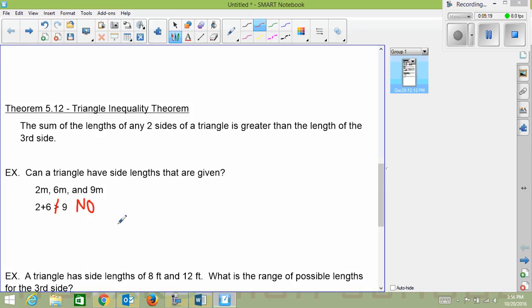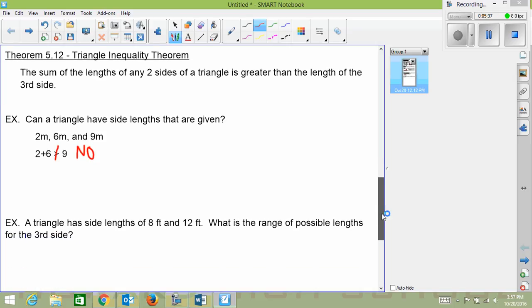The smallest two sides have to be bigger than the third side, otherwise you don't even have to check the other ones. It doesn't matter that 6 plus 9 is greater than 2, or that 2 plus 9 is greater than 6. If we have one set that is not greater, then the answer is no. You can't make a triangle out of that. It won't work without bending the line, and you can't do that.